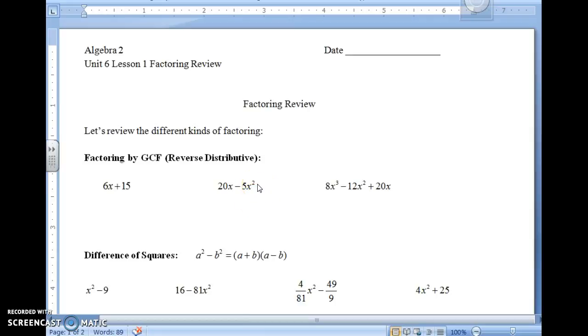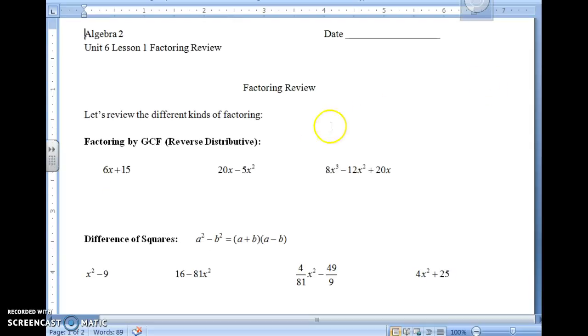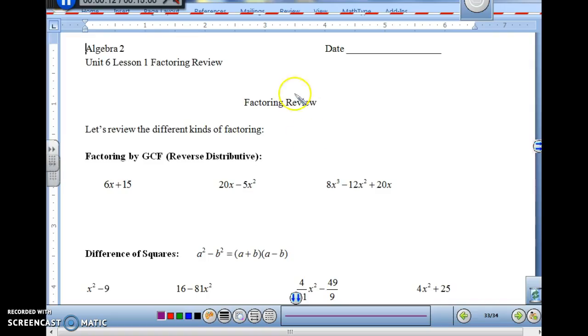This is Algebra 2, Unit 6, Lesson 1, Factoring Review. In this unit, we are going to be doing a lot of factoring because we're going to be dealing with quadratics. So, let's review the kinds of factoring that we learned back in Algebra 1. You should be expert at this by now. All right, the kinds of factoring that we've done before.